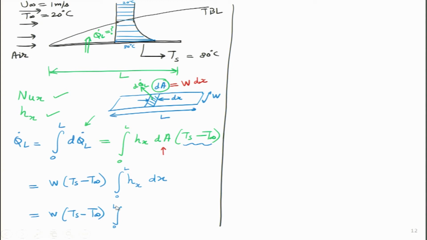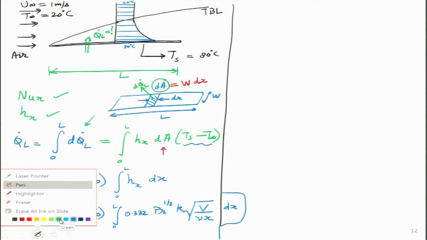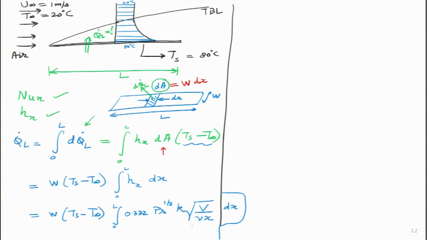So let me go back and write the value of h_x. So it is 0.332 Prandtl to the power 1 by 3 K, then it is the square root of V by nu x. So x actually turns out to be in the denominator. Here again there are a lot of constants that I can see around, and all these constants I can represent by capital C. So let me call them capital C, and that C I can take outside.